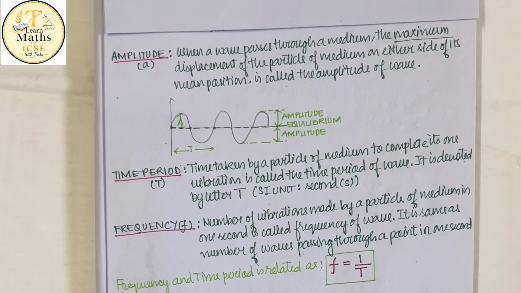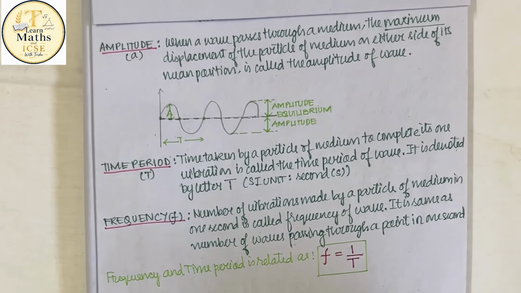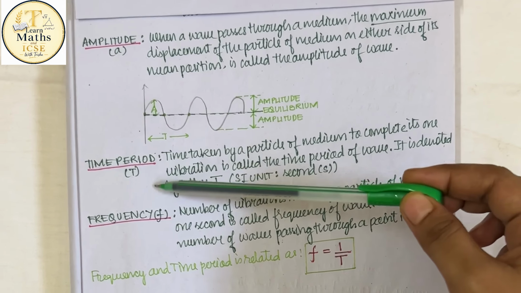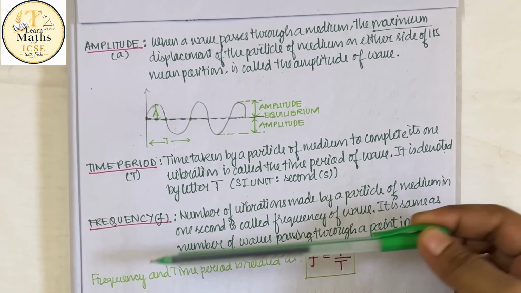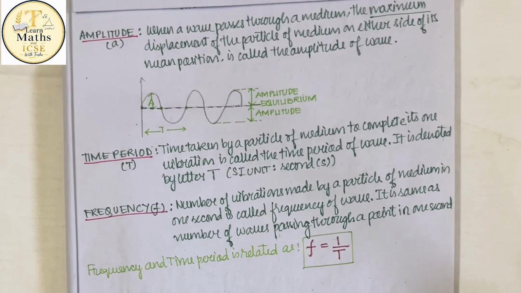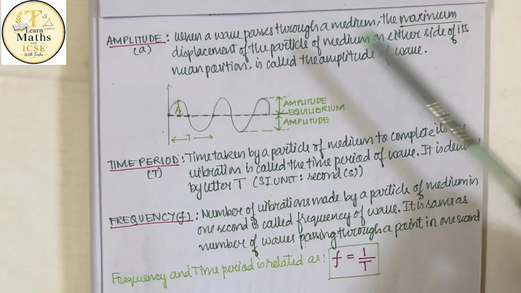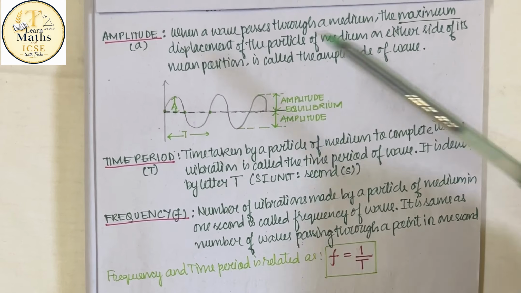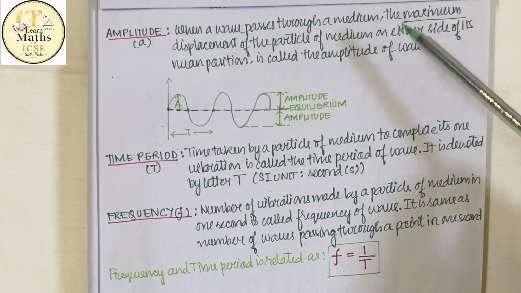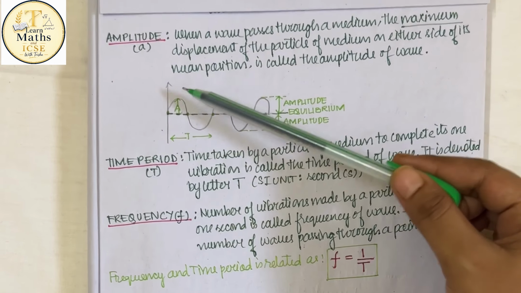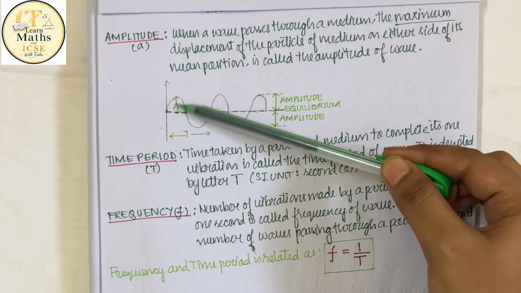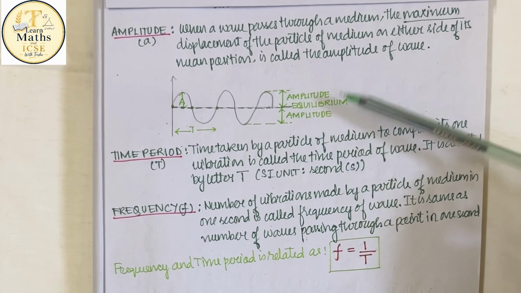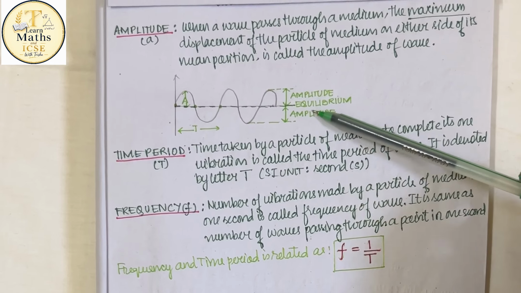Now let us get acquainted with a few more terms related to sound: amplitude denoted by A, time period by capital T, and frequency as f. What is amplitude? The maximum displacement of the particle of the medium on either side of its mean position is called the amplitude of the wave. You can see this graph: this is known as A, this is one time period, and these are called the amplitudes. And this line is known as equilibrium.